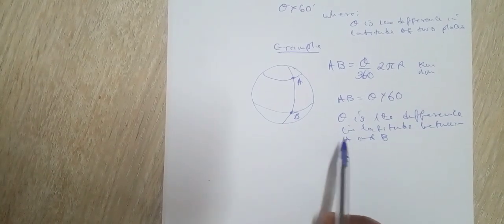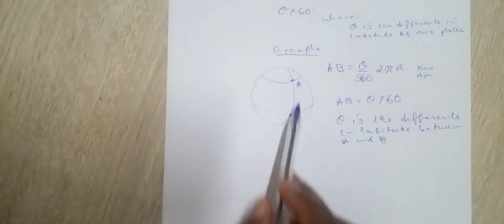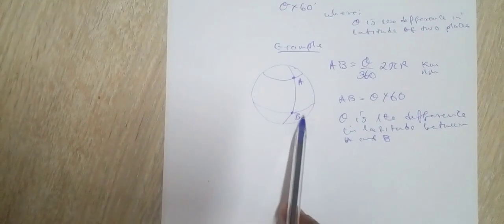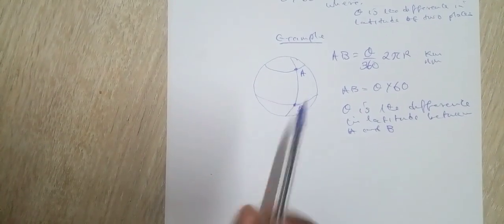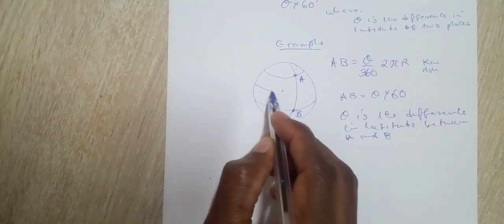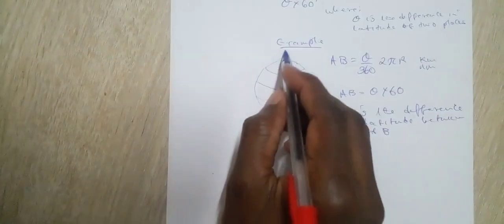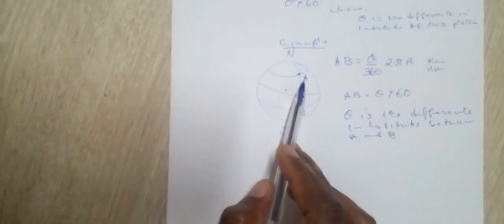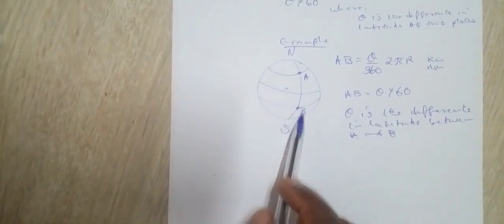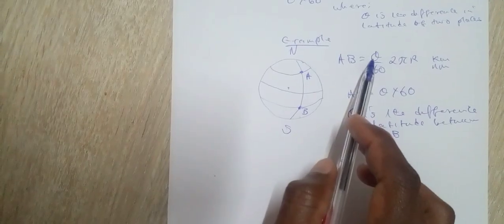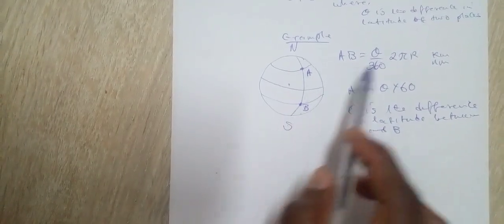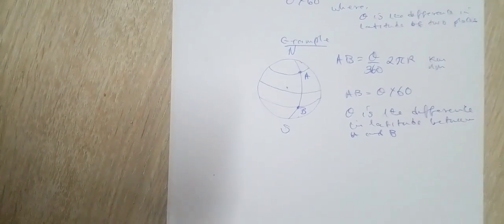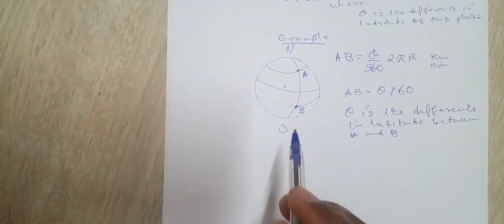Remember, in the previous video, we learned that to find the difference in latitude, you can either add or subtract, depending on whether they lie in the same hemisphere or different hemispheres. In this case, they are in different hemispheres. Let's say this is the center and we have the equator there. This is the north and this is the south. B is in the southern hemisphere and A is in the northern hemisphere. So you add the two latitudes to get this theta. But if they are in the same hemisphere, you subtract and you get this theta. So you should be able to differentiate and know which formula to use.